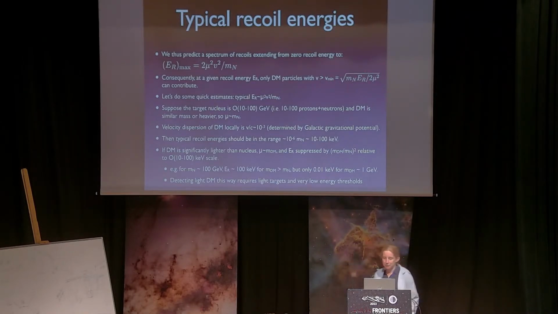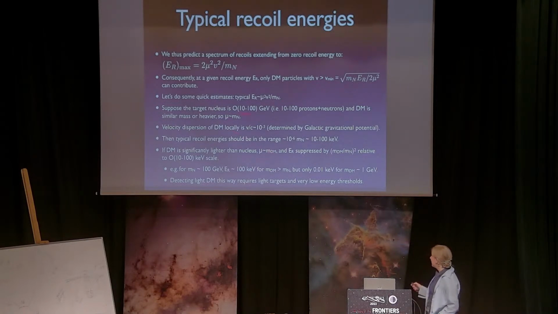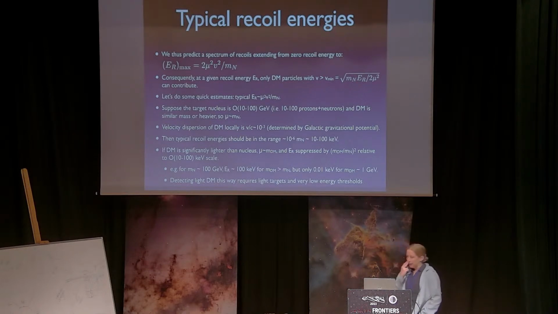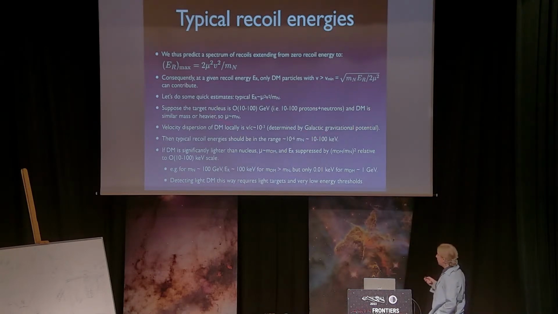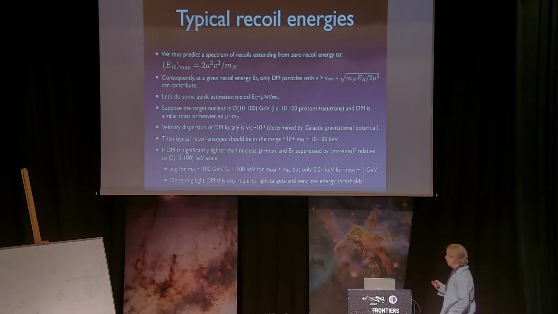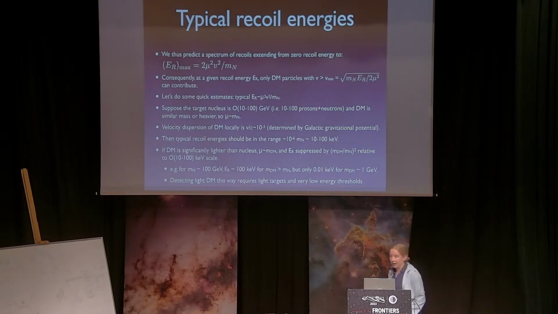So we can do some quick estimates for this. Let's suppose the target nucleus is around 10 to 100 GeV, so it's got 10 to 100 protons and neutrons. You can't really make atomic nuclei much lighter than the GeV scale for obvious reasons. Hydrogen's the lightest thing that we've got. And so if we take this limit where dark matter is similar mass or heavier, then we're in the regime where you're just dominated by the nuclear target properties. The velocity dispersion of dark matter locally is about 10 to the minus 3. So that tells you that in that regime, the typical recoil energies are going to be in the range of 10 to 100 keV. And so these large WIMP search experiments do an extremely good job of measuring recoils in the 10 to 100 keV scale.